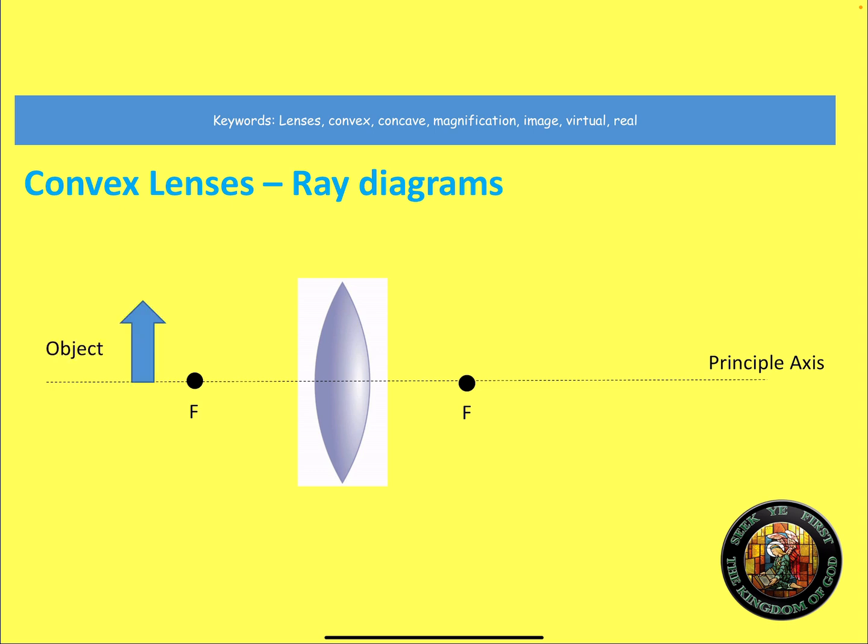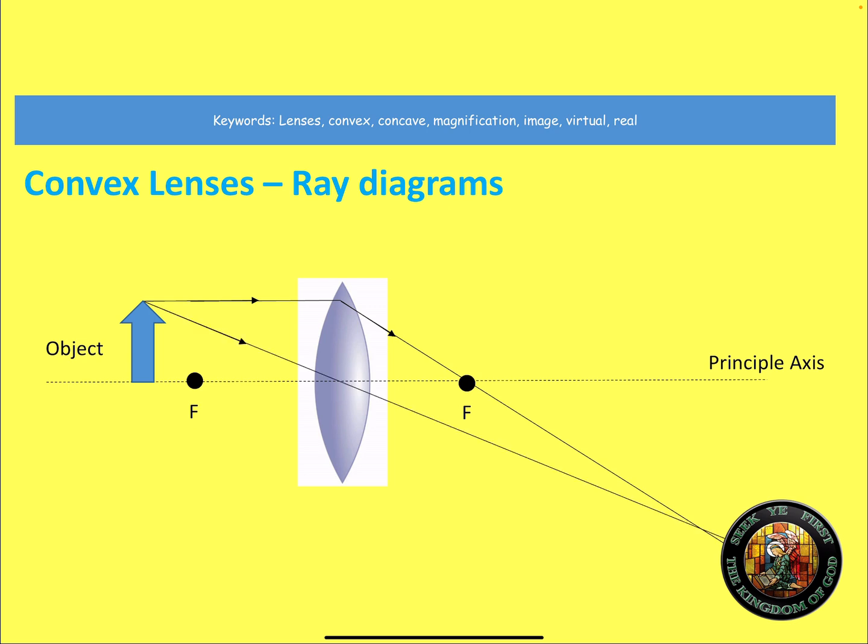So if we have a convex lens and we know the principal focus, the examiner will probably tell you where the object will be, how many centimeters away. So the object is there. You can see it's beyond F. It's upright. You need to draw a line going from the top of the object to the lens and through the principal focus on the other side.